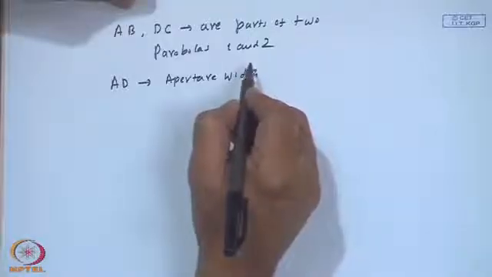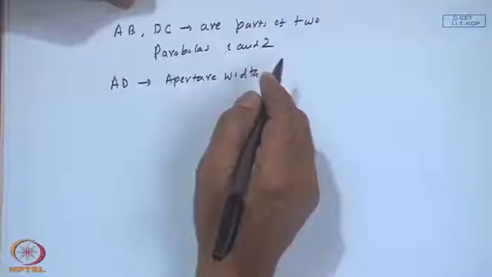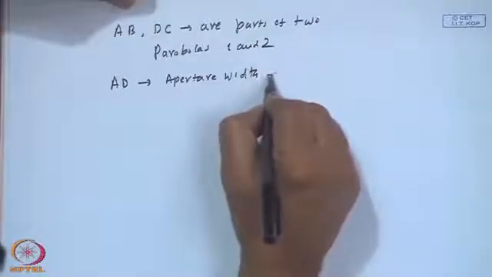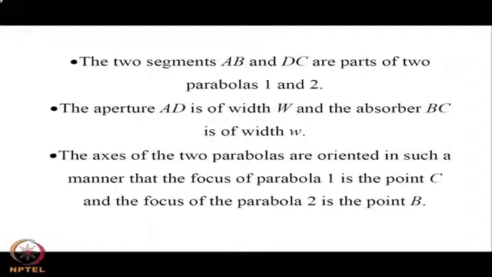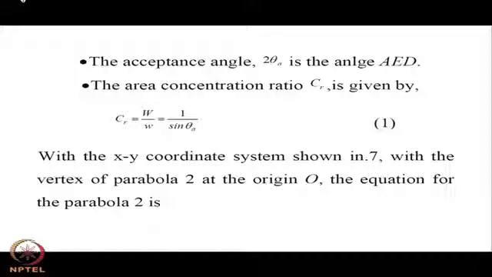Can you show the figure 7 of width W? You can refer to the figure. Then the axes of the parabolas are oriented in such a manner that the focus of parabola 1 is the point C and the focus of parabola 2 is the point B, which we have already mentioned. And the angle is 2 theta A, which we have said.